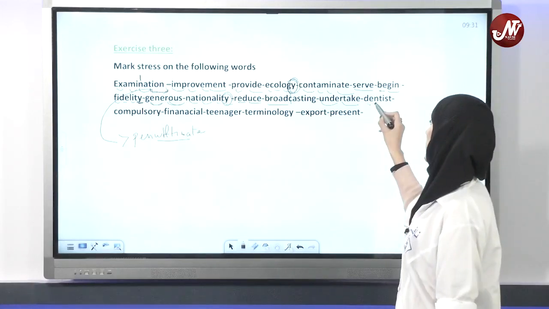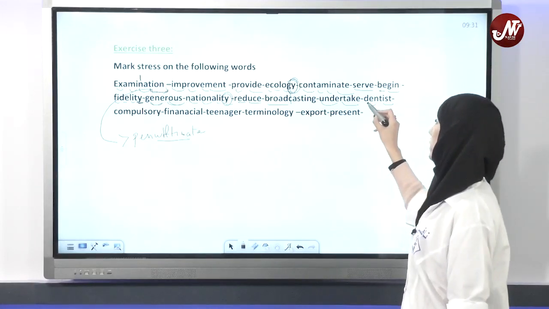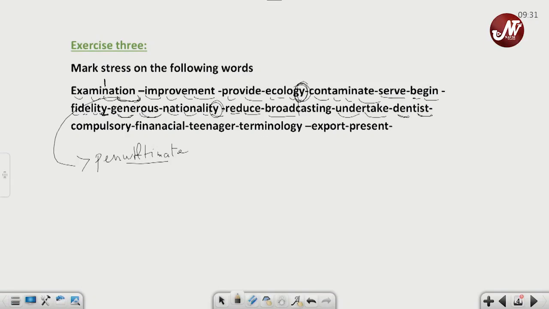Then we have dentist, 2 syllables word. Then we have compulsory, so we have the Y at the end, so it means anti-penultimate stress. Then we can pronounce it financial or financial, both are correct.